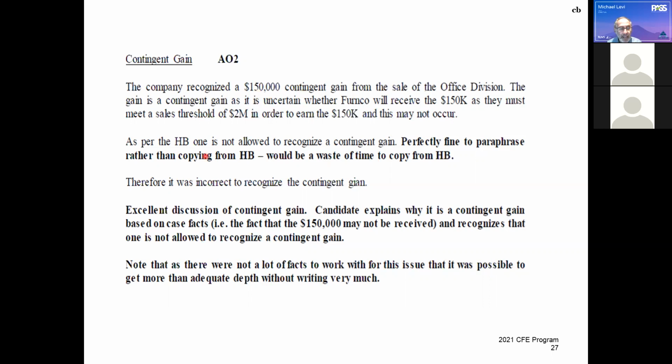Then the candidate says, as per the handbook, one is not allowed to recognize a contingent gain. Once again, it made a lot more sense to paraphrase from the handbook. It would have been a colossal waste of time to go back to the handbook and copy one sentence into your paper. Finally, the candidate concludes very clearly, therefore it was incorrect to recognize the contingent gain. I'll let you read these comments on your own. I really don't have much to add to them.